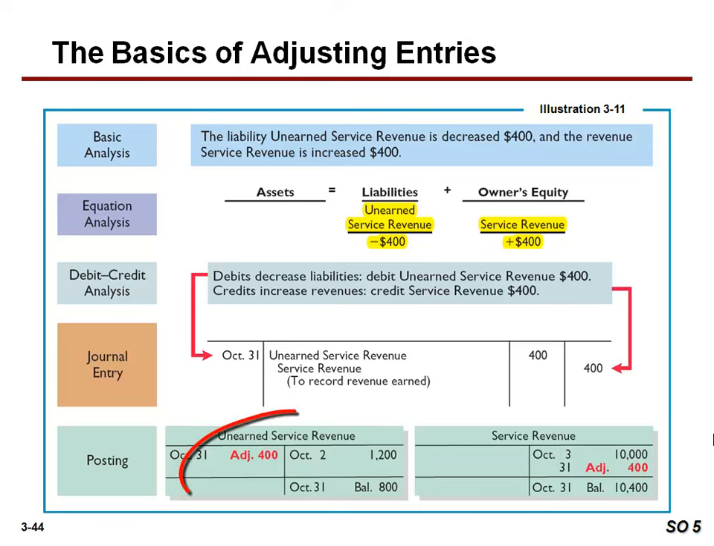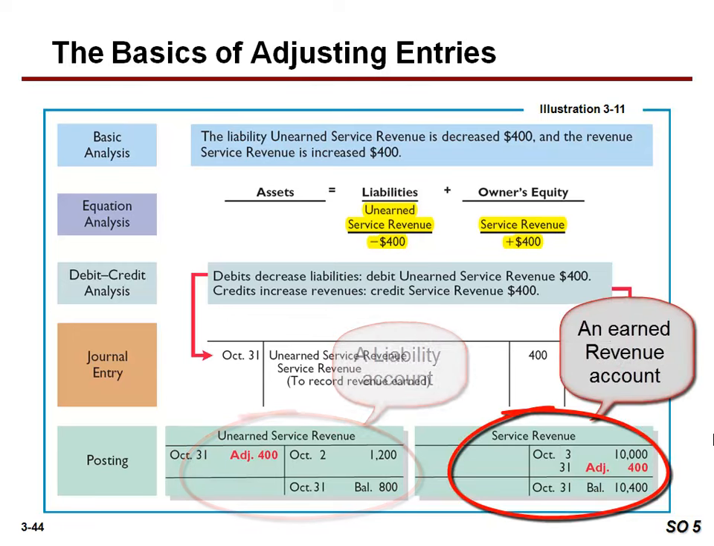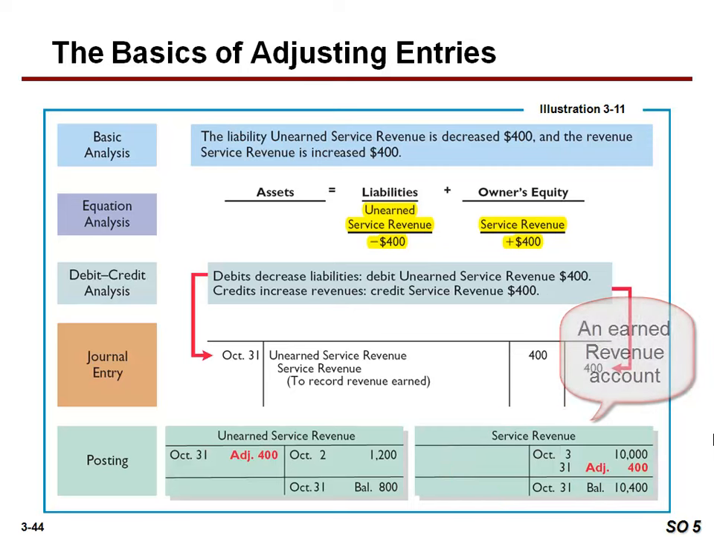So we've affected a balance sheet component on the left and an income component on the right. Every adjusting journal entry affects a balance sheet component and an income statement component.